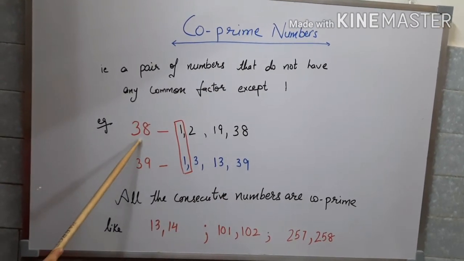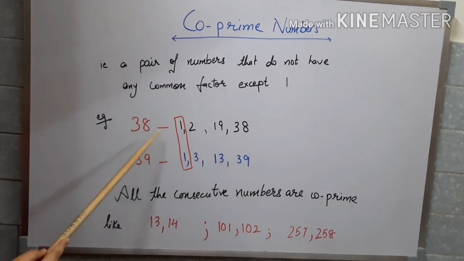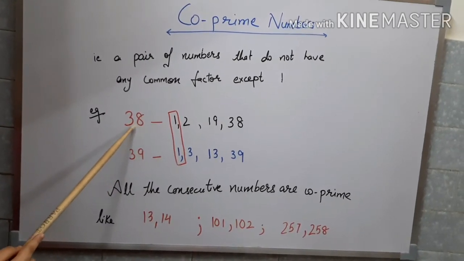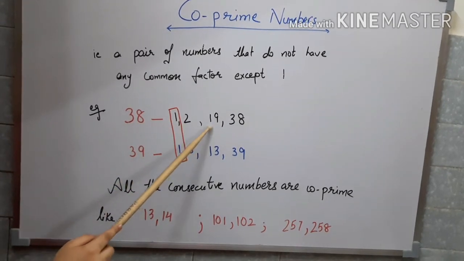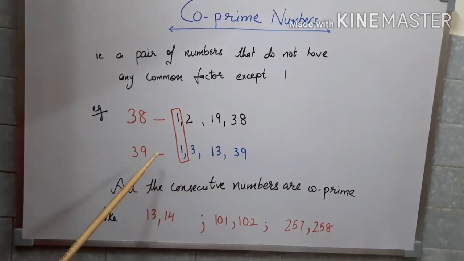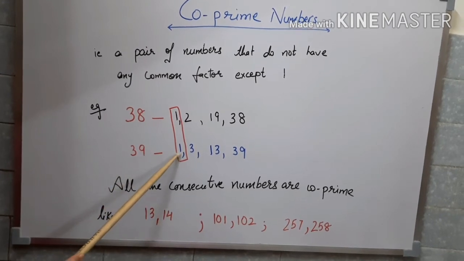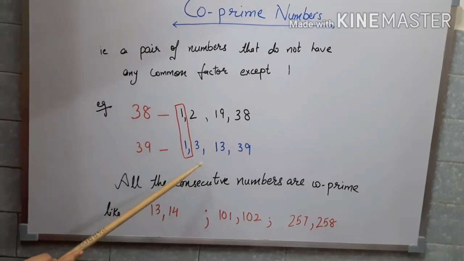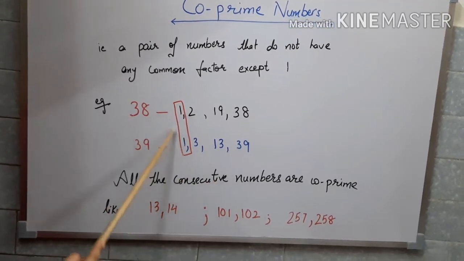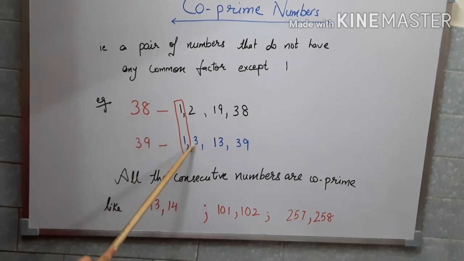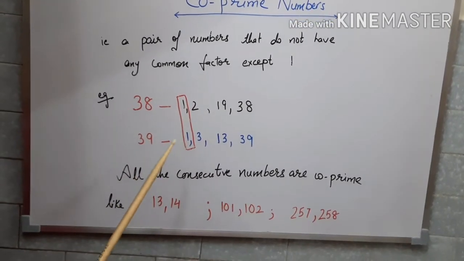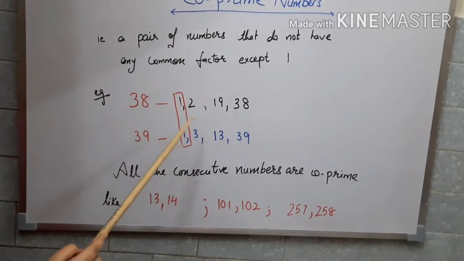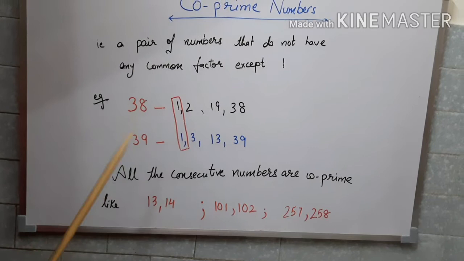Let's have a look at our example, 38 and 39. In this, you see, what are the factors of 38? 1, 2, 19 and 38. And what are the factors of 39? They are 1, 3, 13 and 39. If you compare both, what is the common factor among them? It is only 1. So it is a co-prime pair. 38 and 39 are co-prime numbers.